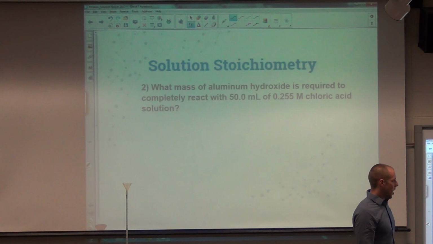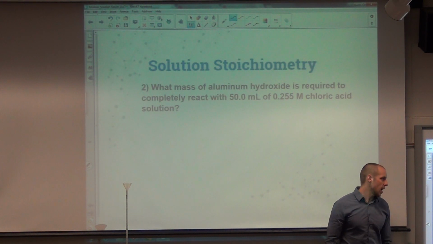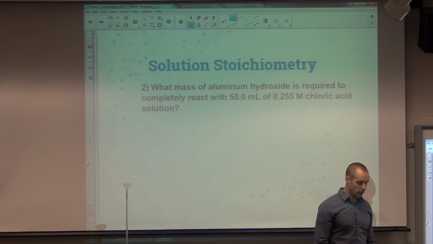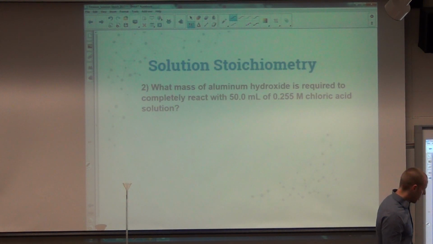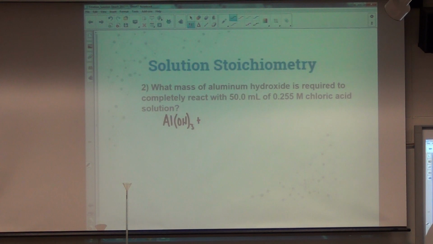It says mass of aluminum hydroxide required to completely react with 50 milliliters of chloric acid solution. Okay, so I need to write out the balanced equation. It's Al(OH)3 plus HClO3. It's already balanced for you guys, correct? Okay. Thank you. Okay, so that's our balanced equation.